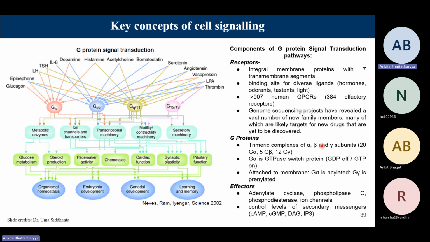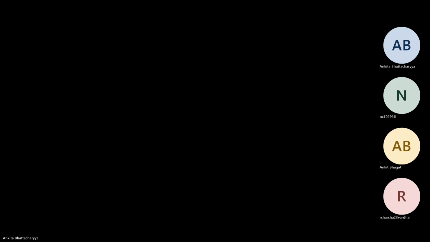G proteins are the first components. The receptors themselves are one component. The second component are G proteins, which are trimeric complexes of alpha, beta, gamma subunits. G alpha is a GTPase switch protein. It is attached to the membrane. G alpha is acetylated. G gamma is prenylated. Then we have effector proteins like adenylate cyclase, AC, phospholipase C, phosphodiesterase, ion channels, etc. And secondary messengers like cyclic AMP, cyclic GMP, DAG, and IP3.